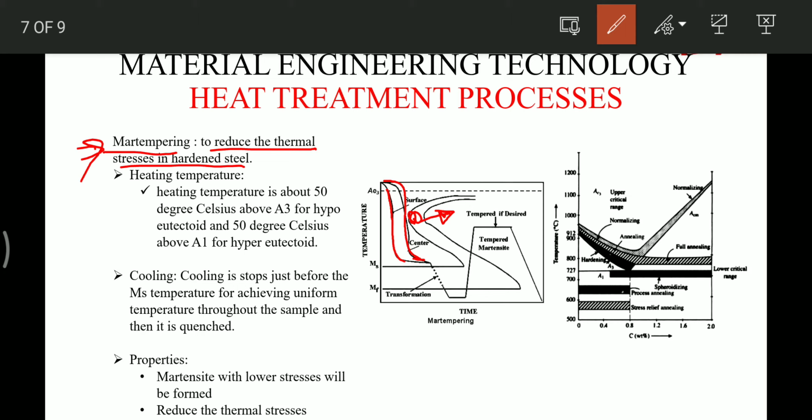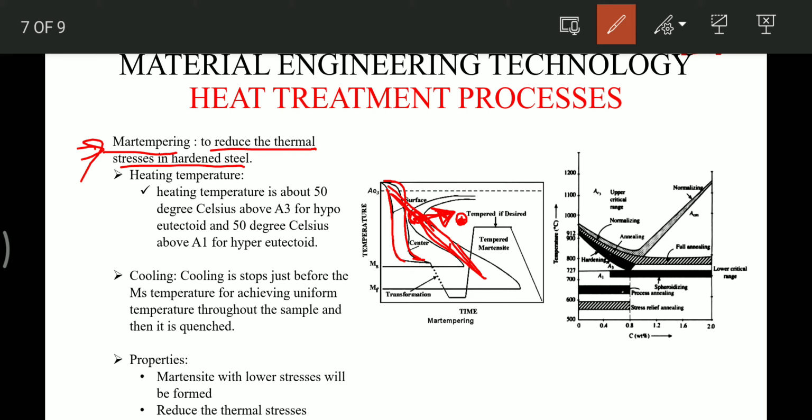So hope you friends understand that if we are moving the nose of this CCT curve towards the right, then we can cool at a much slower rate. Suppose the nose is present over here, then we can have a cooling rate like this, okay friends. So the rate of cooling will be reduced, so the thermal stresses induced in the martensite structure will be less. So that was one of the processes.